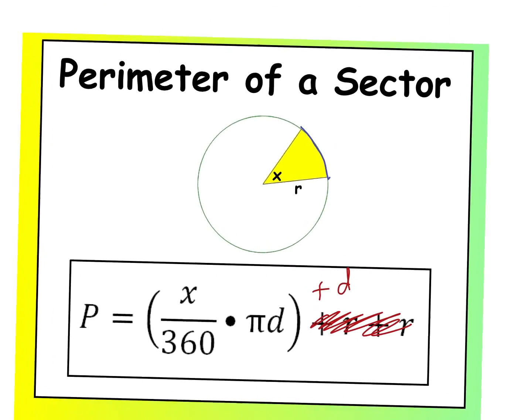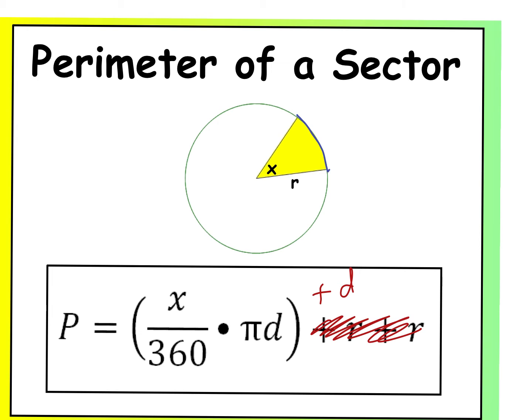You need to find the circumference of your circle, so find that edge right there. But then we need to add these two sides of your sector. So you're going to add your radius plus your radius, or, as a shortcut, since you're already using the diameter, at the end you just add your diameter instead of adding the radius twice.